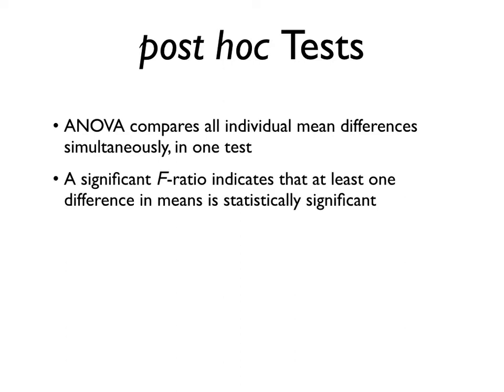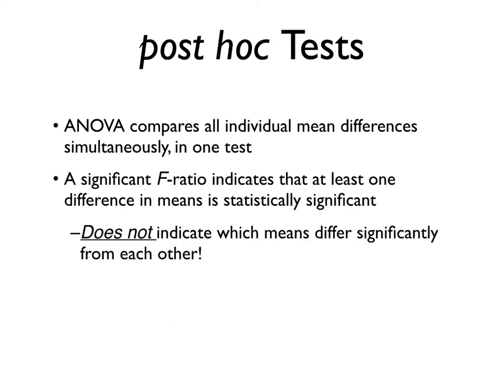So this significant F really just indicates that there's at least one difference somewhere in all of that that is statistically significant. It does not indicate which means differ significantly from each other. So even if you look at the data and you're like, okay, well, I think the difference is here, that's what post hoc tests are for. Post hoc tests will say, yeah, that is where the difference is. That will give you that statistical confirmation that this is where it is.